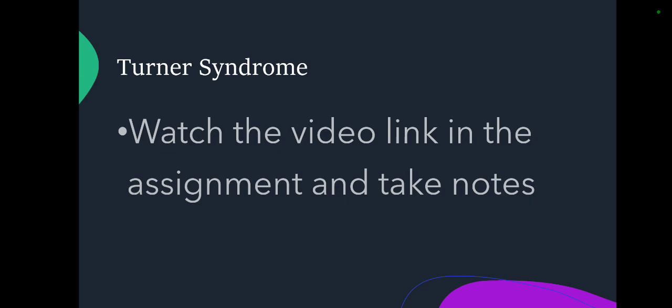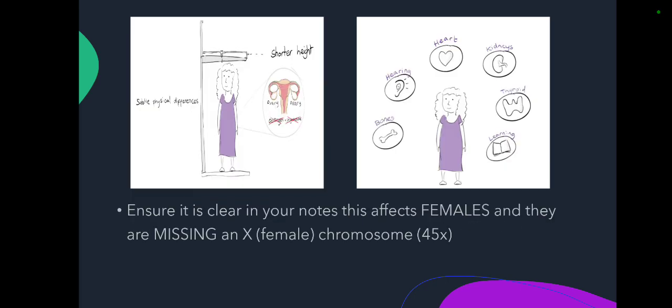Same as before, I now want you to break away from this video clip and take a look at the second video that I've set to you, which is on Turner syndrome. So if you'd like to do that for me now, go ahead and take your notes. Once you're happy, fill in the booklet. Again, I've just screenshotted the most important aspects that I think were apparent in that video clip. And if you'd just like to make it clear in your notes that this affects biological females, and in this case, they're actually missing the X female chromosome.